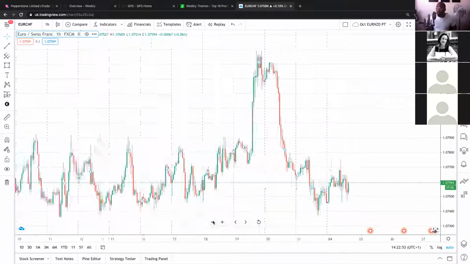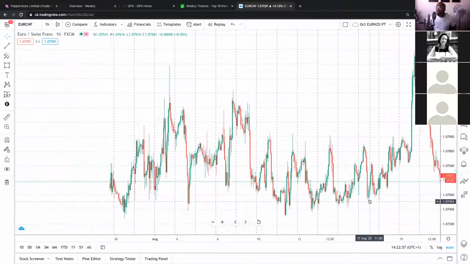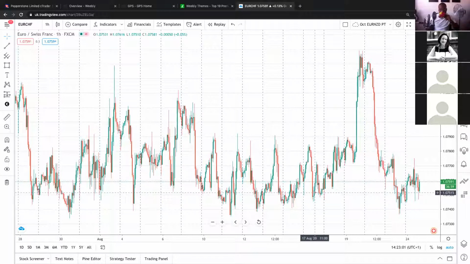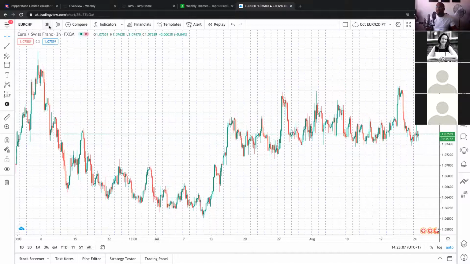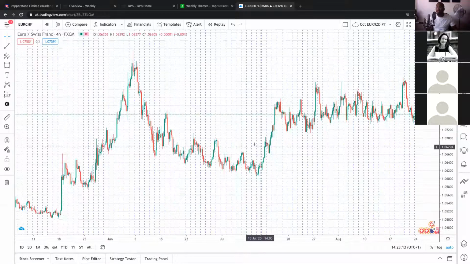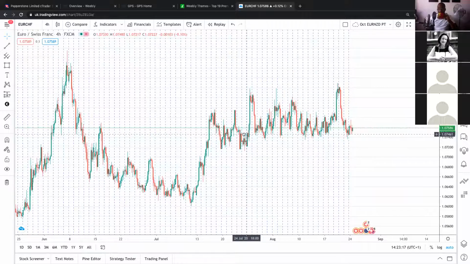Let's zoom out to see what it was previously. Interesting. There's a lot of sideways movement here. Okay, let me go into 4 hour. Oh, it's 3 hour first. That's interesting. Very interesting. What are we on? Euro Swiss franc. Okay. So what am I thinking when I look at this?